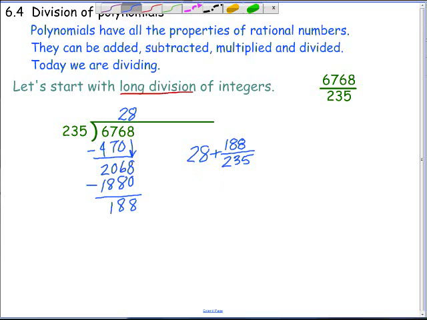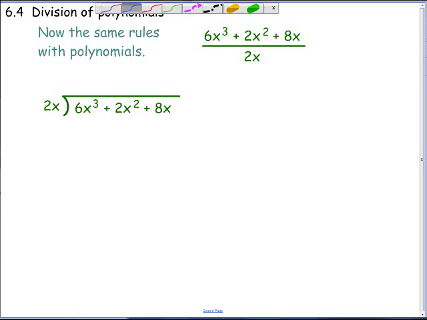Okay? Just a reminder of how we do long division. We're going to use the same rules with polynomials. Here I have a cubic trinomial, which I want to divide by a monomial. So I look at 2x, and I think, how many times will that go into 6x cubed? In other words, what can I multiply this by to get 6x cubed?